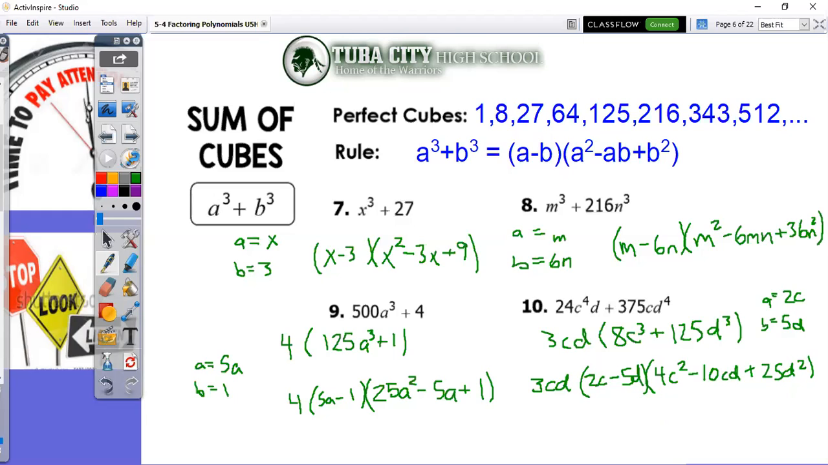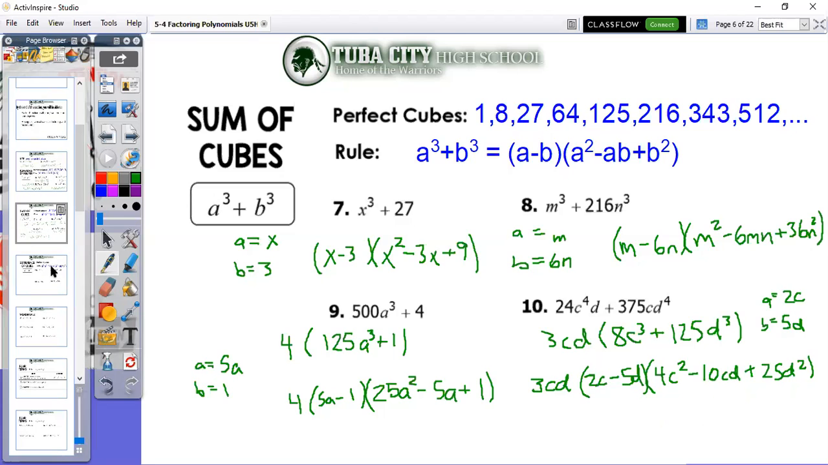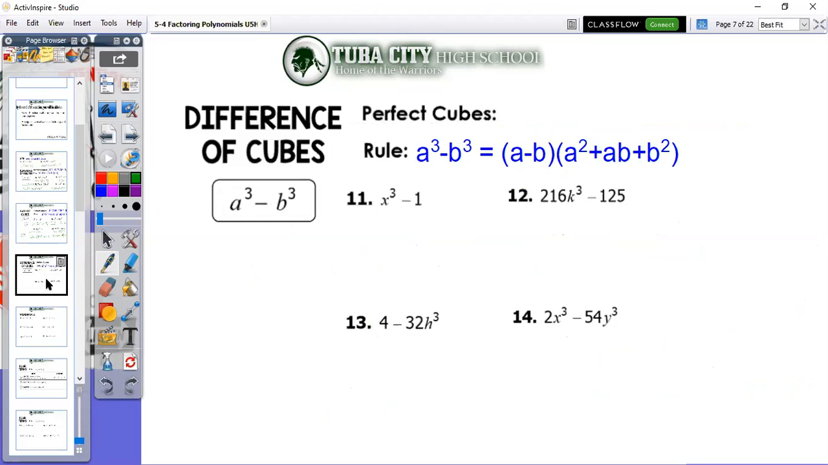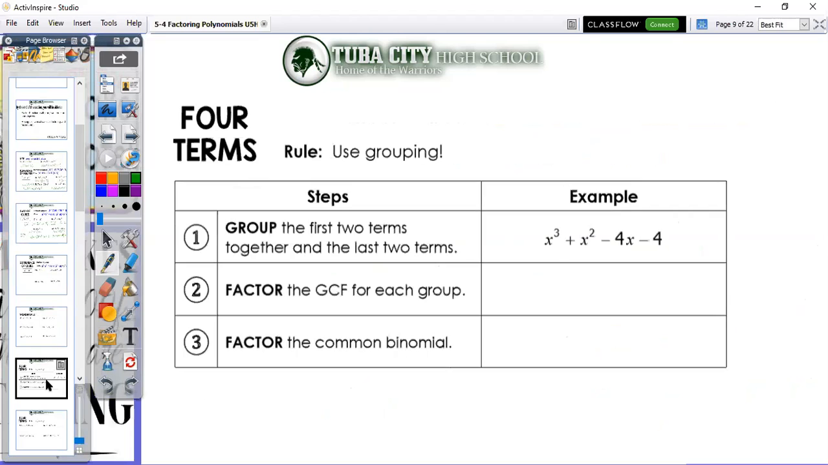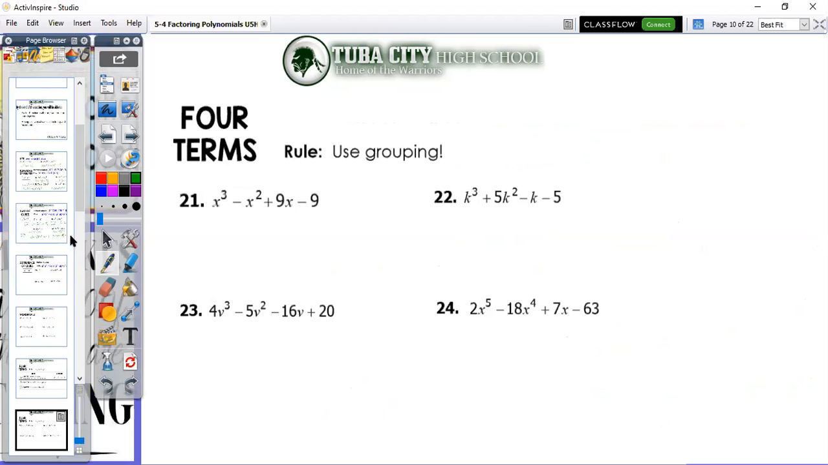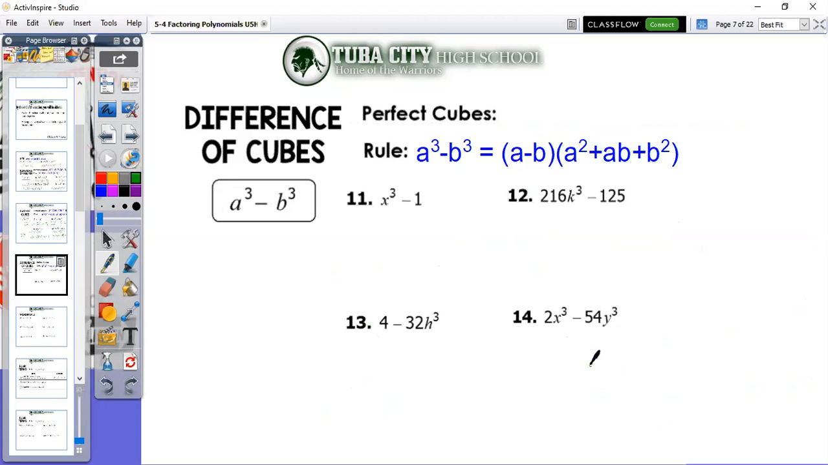Not so bad. Okay, so let's go ahead and move on to the third one. And I think there's 4, let's see. Yeah, I think this is pretty much it. There's only 3 more ways of factoring. So that's difference of cubes, trinomials, 4-term, and we have a second page of 4 terms.